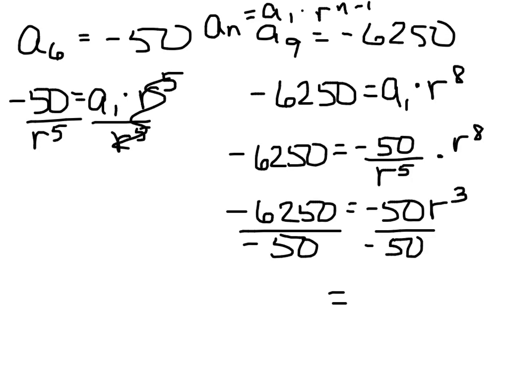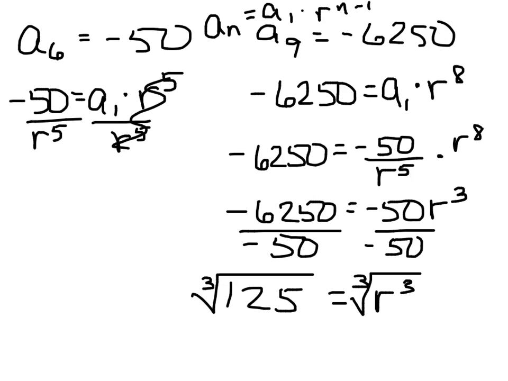So what is negative 6,250 divided by negative 50? 125. I think you had too many or not enough zeros or something. Okay, now, how do you get rid of something cubed? Cube root it, right. And what's the cube root of 125? 5.